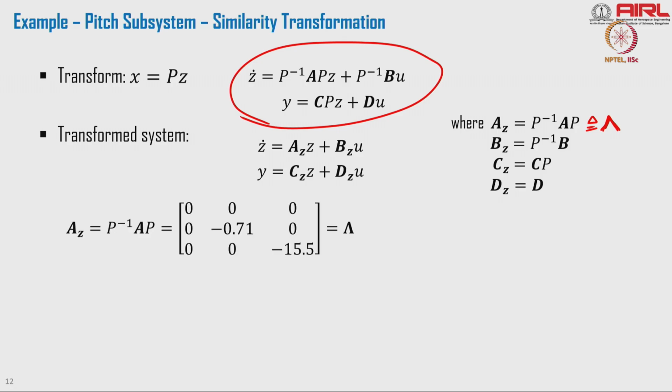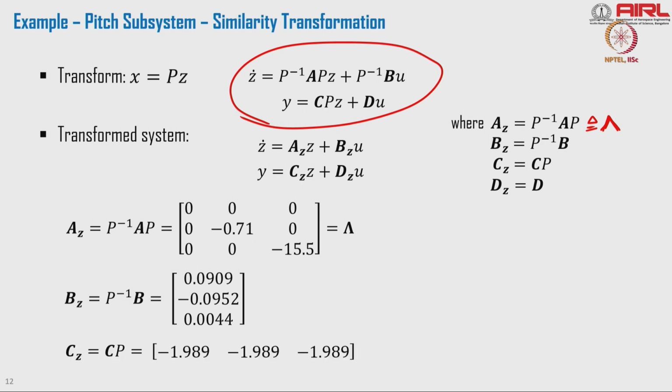So now we calculate Az equals P inverse A P, which is nothing but capital lambda, which we found earlier, and if we multiply P inverse with B, we get the Bz matrix, and similarly we get the Cz matrix by multiplying C and P, and Dz is equal to D, which is just 0.